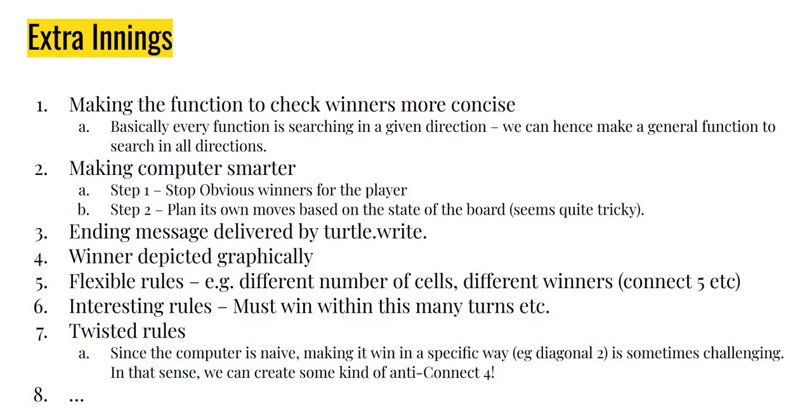We could make the computer smarter. Well, first step would be to stop the player from winning. So in case the player gets to 3 in a row, the computer goes and blocks it. And step 2 would be planning its own moves, which seems like quite an involved task anyway. But something to think about, right?